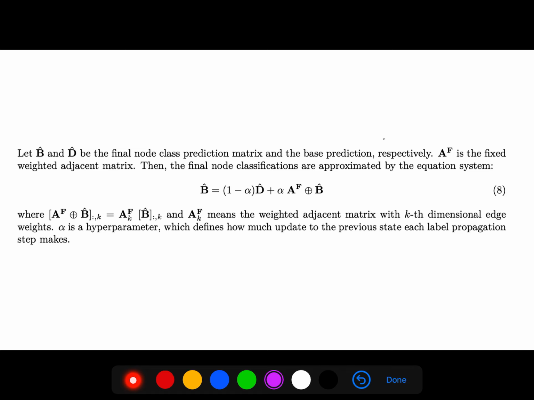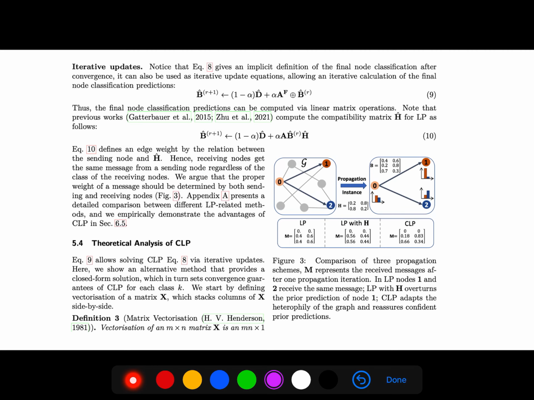Now let B hat and D hat be the final node prediction matrix and the base prediction respectively. Now A F is the fixed weight adjacency matrix, and so we can have the final node classification like this. So the final node classification prediction can be computed via linear matrix operations.